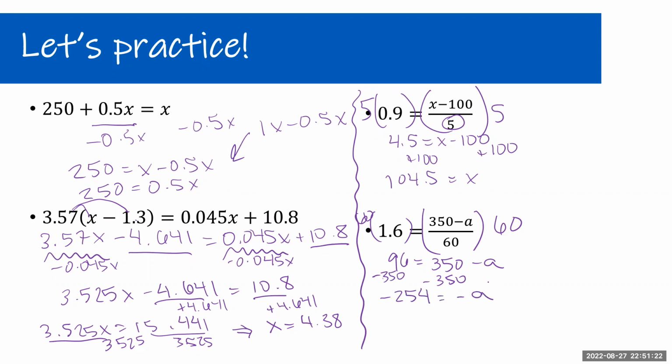Now, we're not quite done here yet, okay? Because we have a minus here. To get rid of a minus, remember that's basically saying times -1. So we can just multiply both sides by -1 or divide both sides by -1. It's going to be equivalent. And that's going to give us 254 equals a. Again, remember with any of these, you can go back and plug them in and check. Just be careful with the order of operations in your calculator.